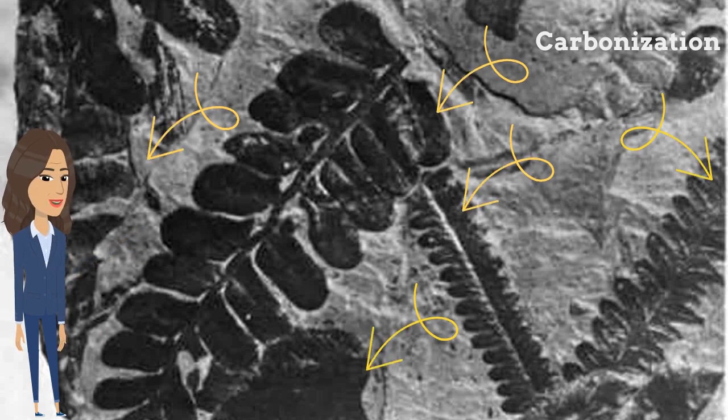Carbonization occurs when an organism's organic material, such as plant leaves or insect wings, is compressed and heated, causing volatile elements to be expelled, leaving behind a carbon residue. This type of fossilization is common in plant fossils and can preserve delicate features in two-dimensional form.